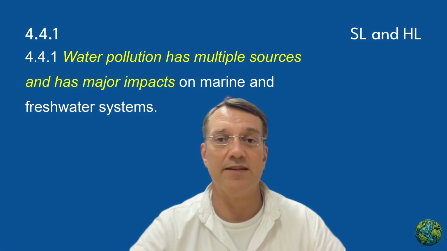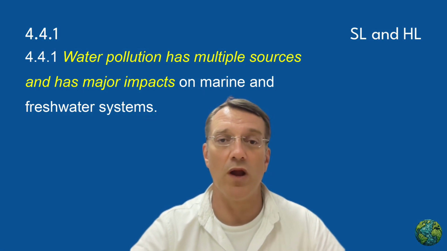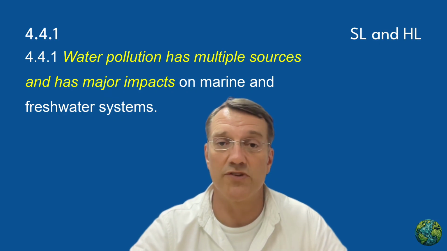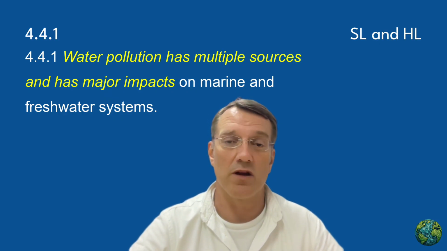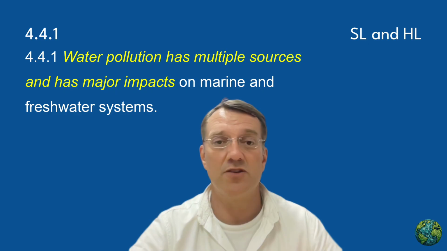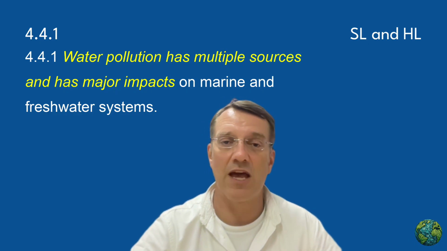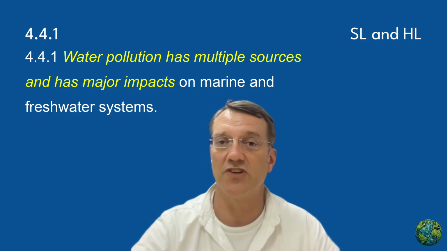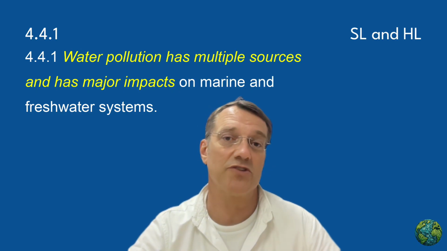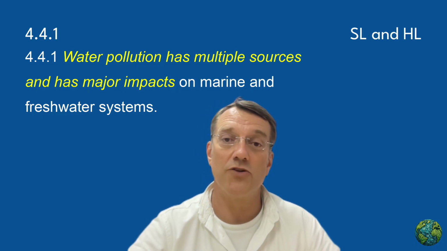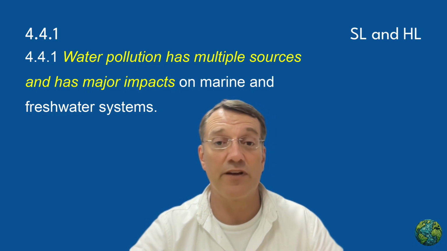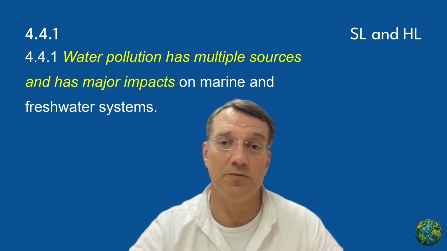Let's start with the big idea. Water pollution doesn't come from just one place. It has many different sources. Think about all the ways that water gets contaminated. Sewage from cities, fertilizers running off farm fields, chemicals from factories, and trash that washes into rivers. Each of these sources creates different problems, but they all share something in common. They significantly harm marine and freshwater systems.